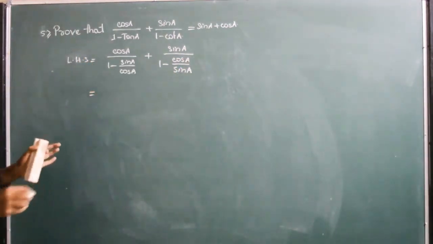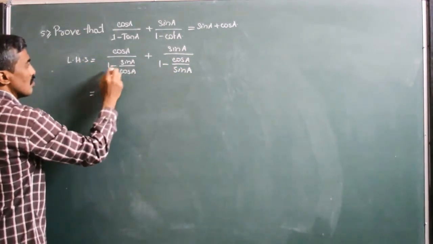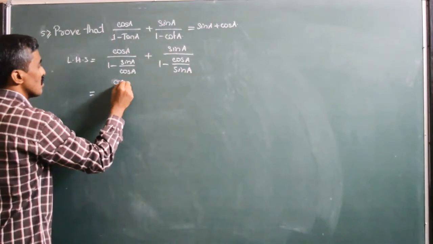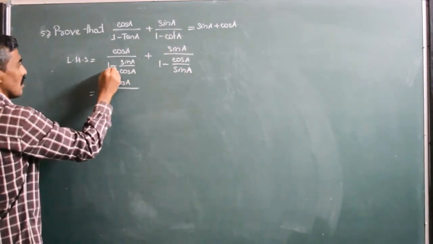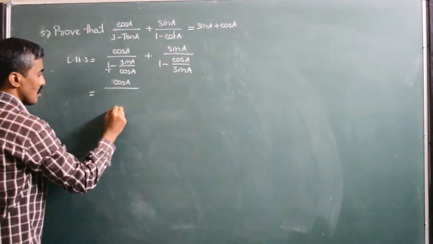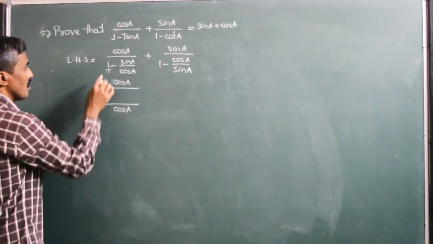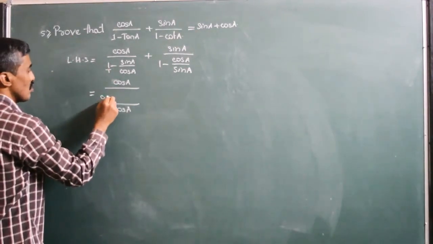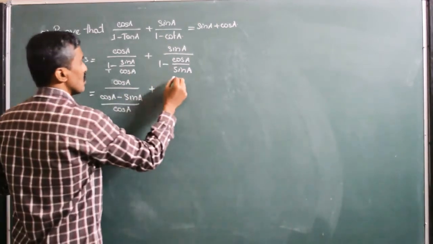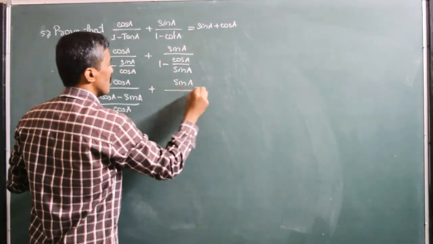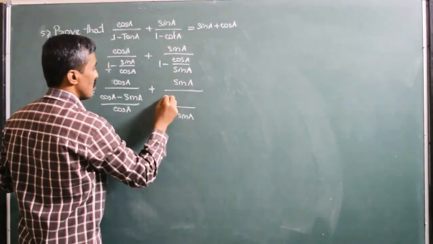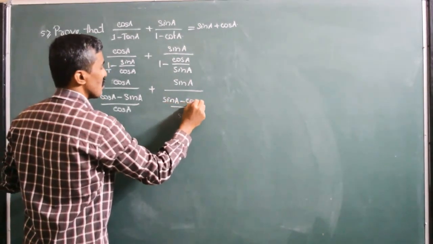Now simplify the denominator part, 1 minus sin A by cos A. So keep the cos A as it is, then 1 can be written as 1 by 1 now. So we have to find the LCM for 1 and cos. The LCM is cos A. Then 1 becomes, we have to multiply by cos. So cos A minus sin A. Plus, here sin A as it is, so the denominator is sin A. So then it becomes sin A minus cos A.